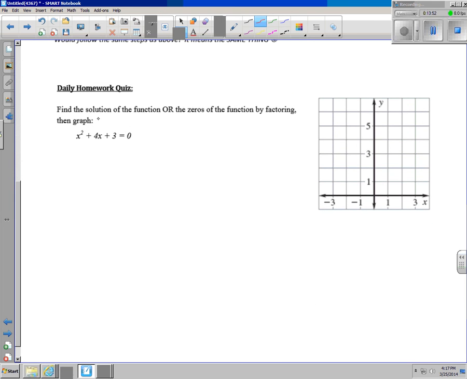I'm going to stop the video, and you can do the daily homework quiz, and then we can solve this together or after you've done the homework quiz. And that can be factored, little hint. So find the solutions by factoring.